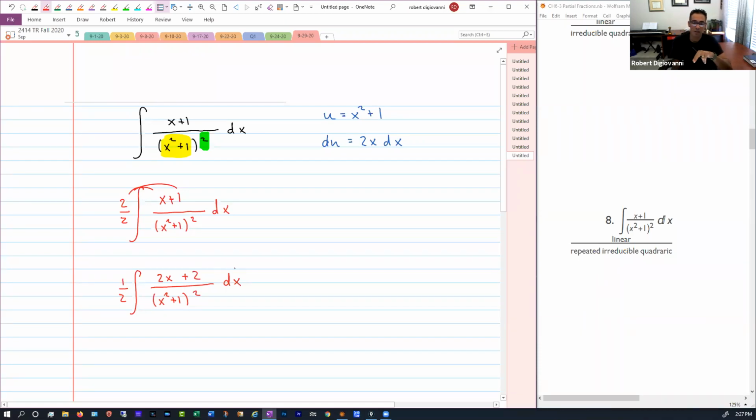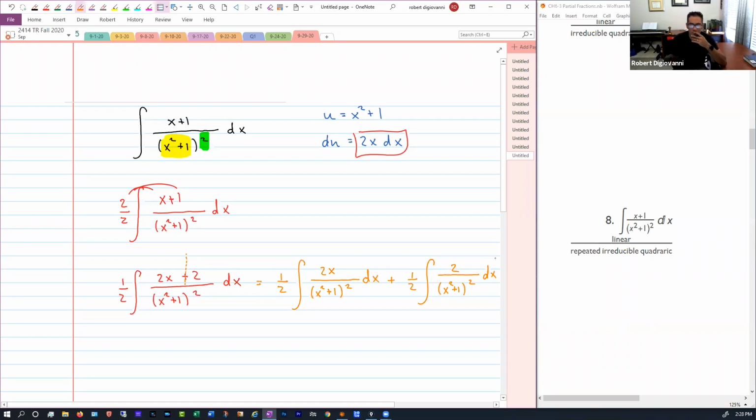Now I wanted just 2x, didn't I? If that top was just 2x, I'd be okay. We'd all be happy, or no? Well, it is kind of, if we split this into 2 integrals now. So let's go 1/2, and then the first integral is just 2x over x squared plus 1 squared dx. And then the other integral is plus 1/2 integral of 2 over x squared plus 1 squared dx.